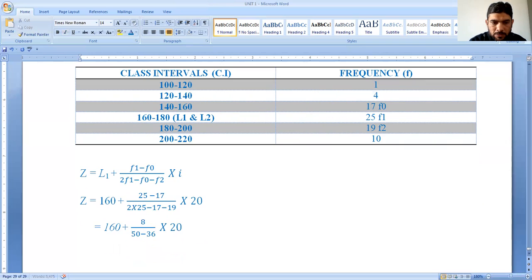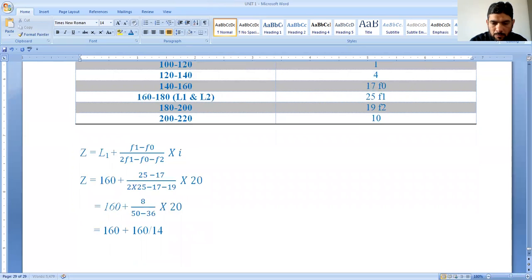So the class interval gap has changed over here, and I am keeping this in mind, using the value 20. 160 plus 8 into 20, that is 160 divided by 14. It will be 11.428.